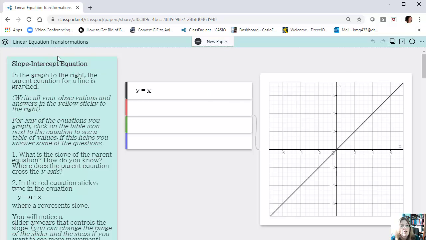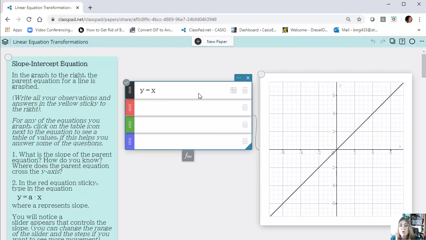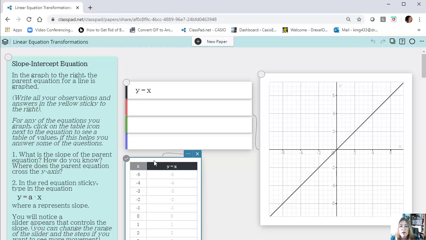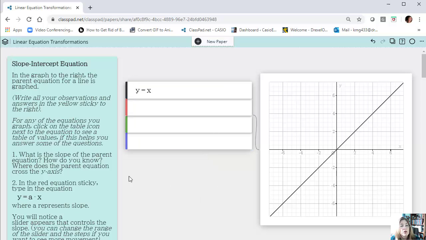So here's the activity, linear equation transformations. And so the first part is on slope-intercept equation. So what I've done is I've graphed the parent function, y equals x, and if they want to explore that, they can display a table by clicking on the equation and kind of, what does that mean, y equals x? And so they'll notice that the x and y coordinates are the same. I can hide the table if I don't want it anymore.